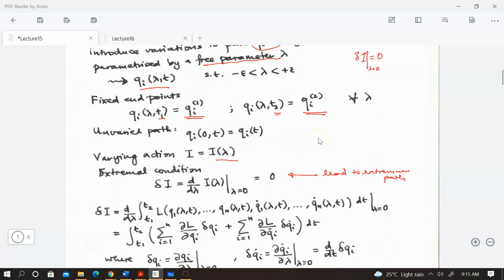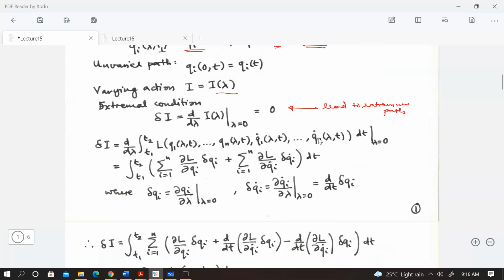Okay, so let's try to do this. You have this Lagrangian inside your action. Remember, the action is the integral of your Lagrangian with respect to time over this interval. Now what we need is to take the derivative with respect to this parameter that we have introduced. It's like a chain rule in some sense.